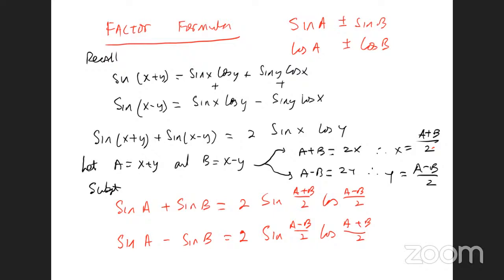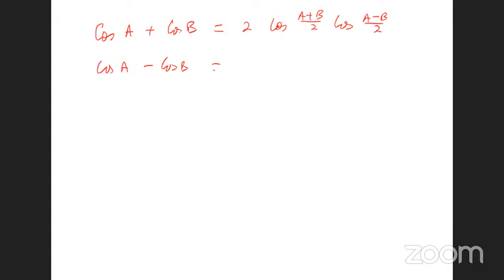Finished? All right. Take the rules for cos A plus cos B, and take the rules for cos A minus cos B. You prove them the same way. Notice cos A minus cos B has a negative sign in front.